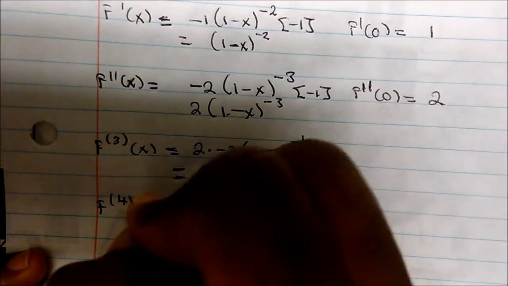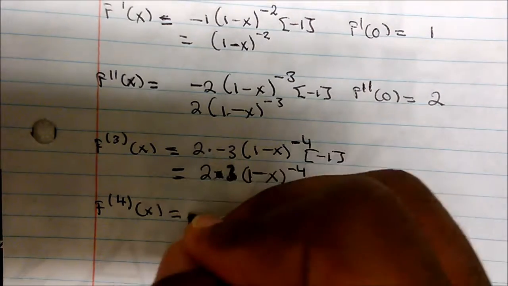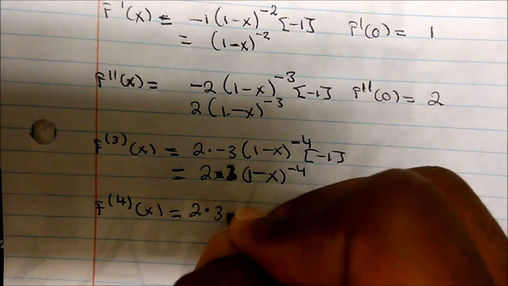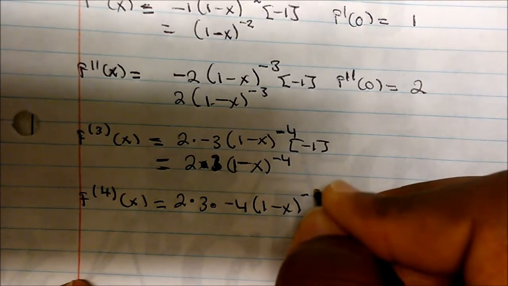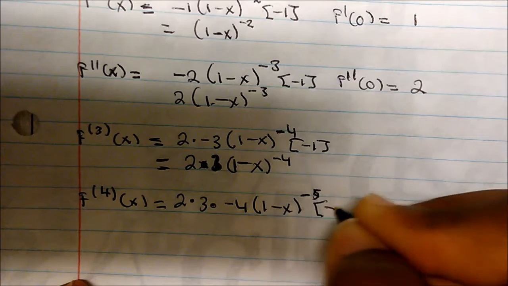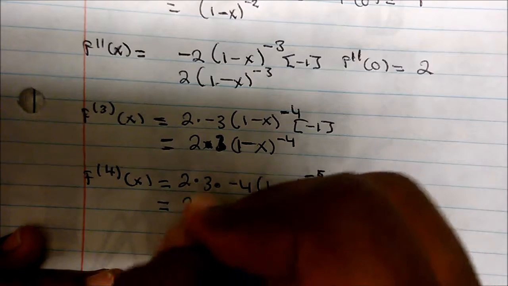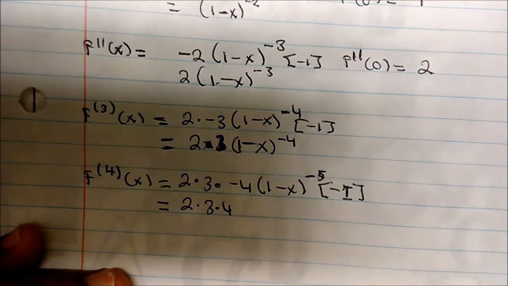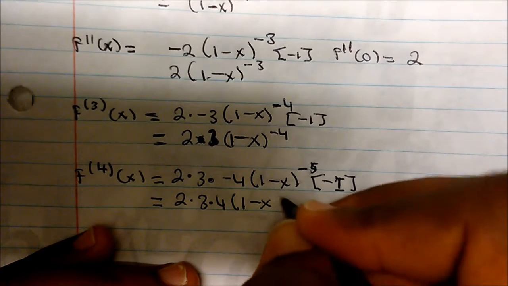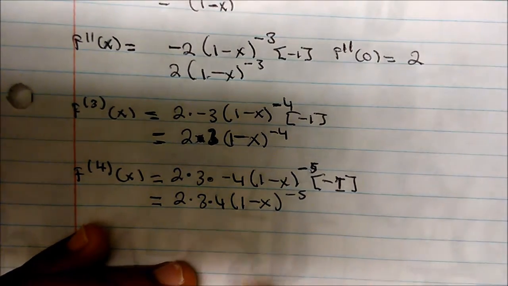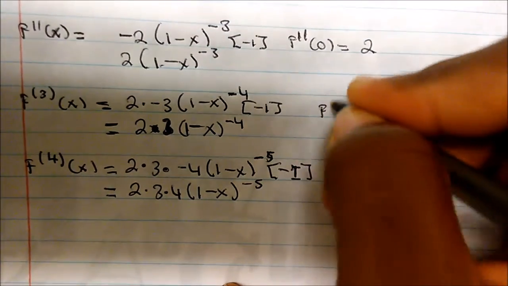So what if we wanted to find the fourth derivative? Well, if I bring this down, this becomes 2 times 3 times negative 4 multiplied by 1 minus x raised to the negative 5. And we multiply the derivative of the inside, which is just negative 1. And so in this case, we'll get 2 times 3 times 4 times 1 minus x to the negative 5th. So that's our fourth derivative. And so, yeah, I did not evaluate this.